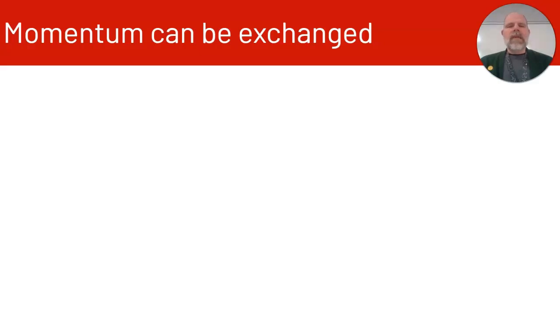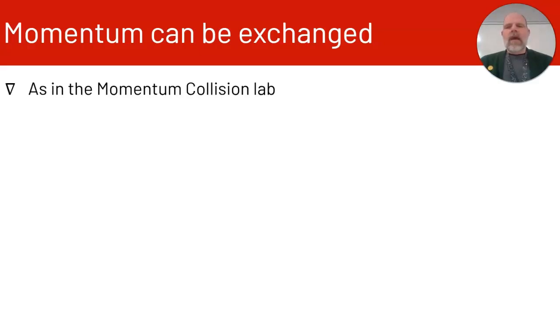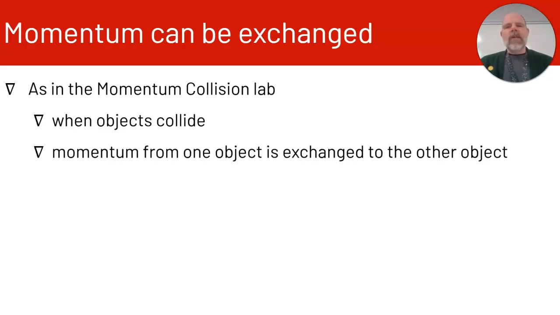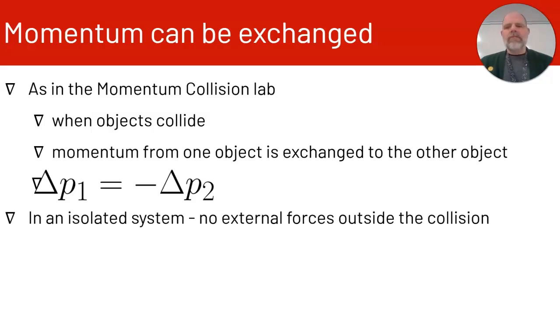So momentum can be exchanged. As in the momentum collision lab that we did, when objects collide, momentum from one object is exchanged to the other object. So in other words, delta P1 is equal to minus delta P2. So one object has a change of momentum and the other object has the equal and opposite change of momentum.